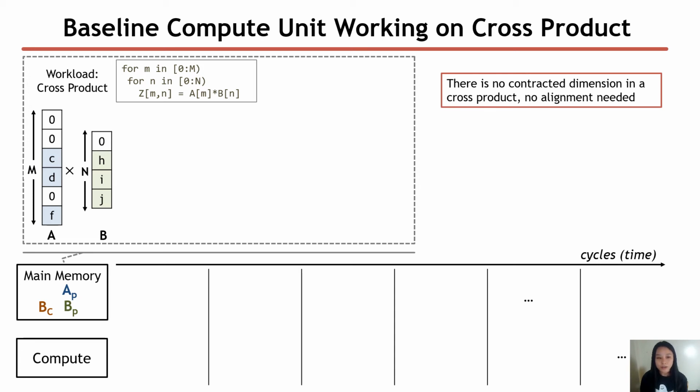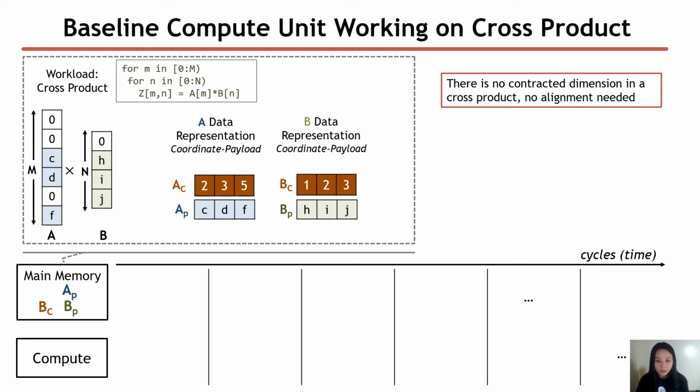One very important difference between this workload and the dot product workload is the fact that we don't have a contracted dimension in cross product. There is no alignment needed by the operand alignment unit because you want to multiply every A with every B anyways, so there is no need for an alignment to be done. So let's see what would happen with this workload. Again, we have A and B represented in coordinate payload format, and they are stored in the main memory.